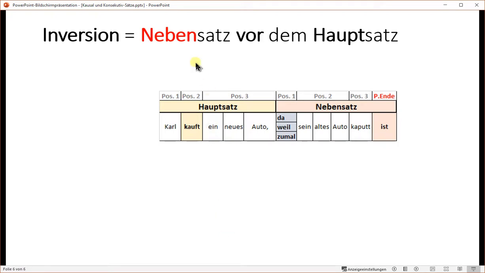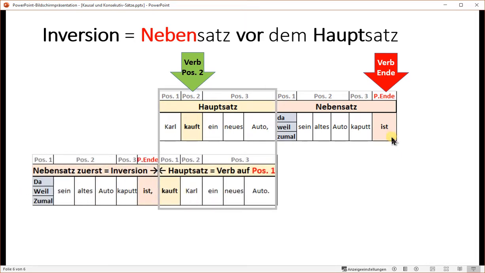Last topic is the so-called inversion. An inversion is when the Nebensatz is in front ahead of the Hauptsatz. So we have our same sample sentence as before with the positioning. Hauptsatz, Karl kauft ein neues Auto. Nebensatz, da sein altes Auto kaputt ist. Now we will put the Nebensatz ahead of this one. But first, the verb in the Hauptsatz is on position 2, and of course in the Nebensatz the verb is in position Ende. Nothing new.